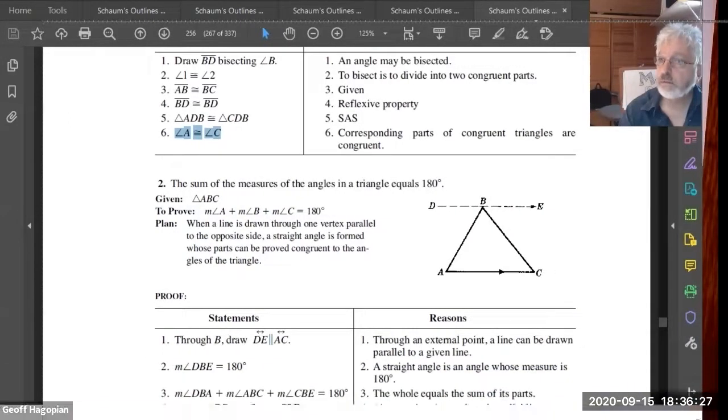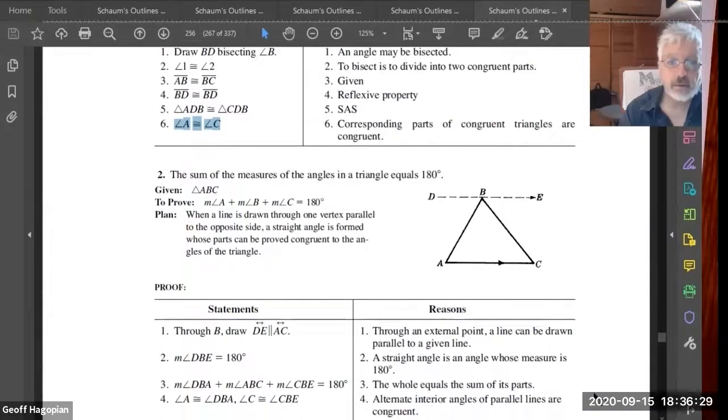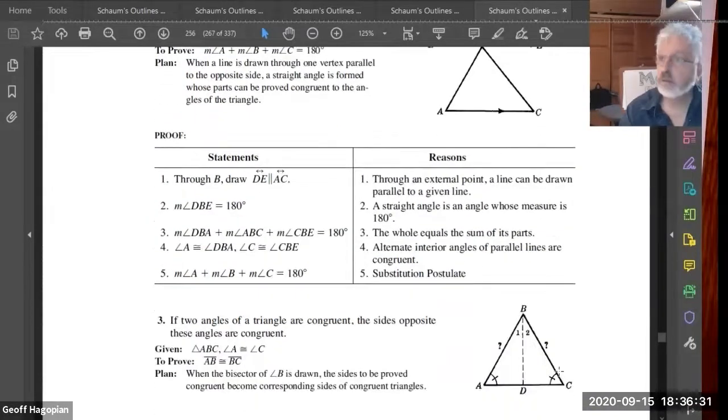Okay, so if this fits in here, then I can scroll down and see 3, which is a converse of 1, right? We're given the angles here are congruent, then the sides opposite those are congruent. The plan here, when you draw the bisector of angle B, again, same construction, right? The sides proved to be congruent become corresponding sides, but I think now it's angle angle side.